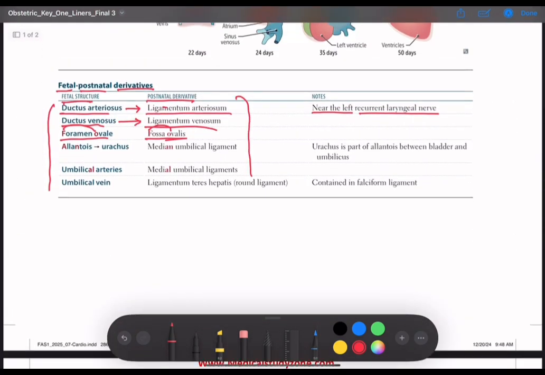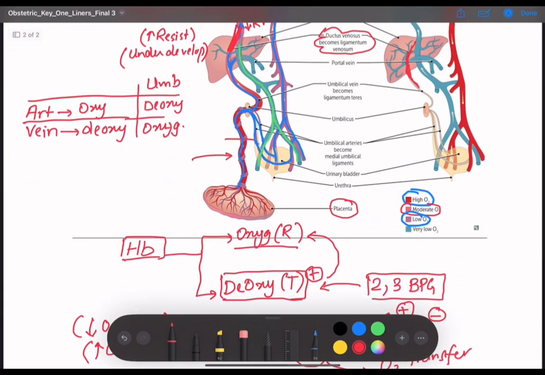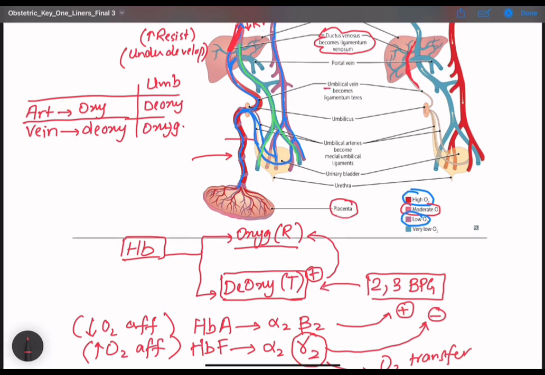Then we have umbilical arteries, which become medial umbilical ligaments, and umbilical vein, which becomes ligamentum teres hepatis, also known as round ligament of liver, which is contained in falciform ligament of liver. This is umbilical vein, the whole umbilical vein, which becomes ligamentum teres hepatis. This is ligamentum teres hepatis connected to umbilicus.